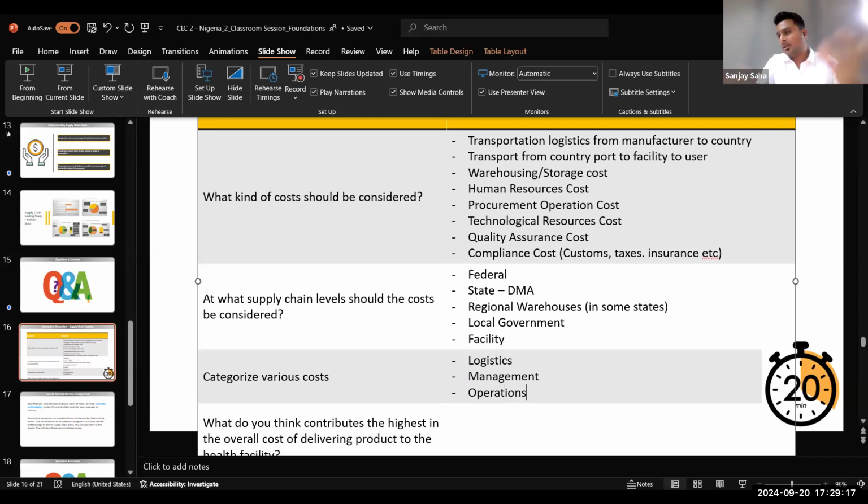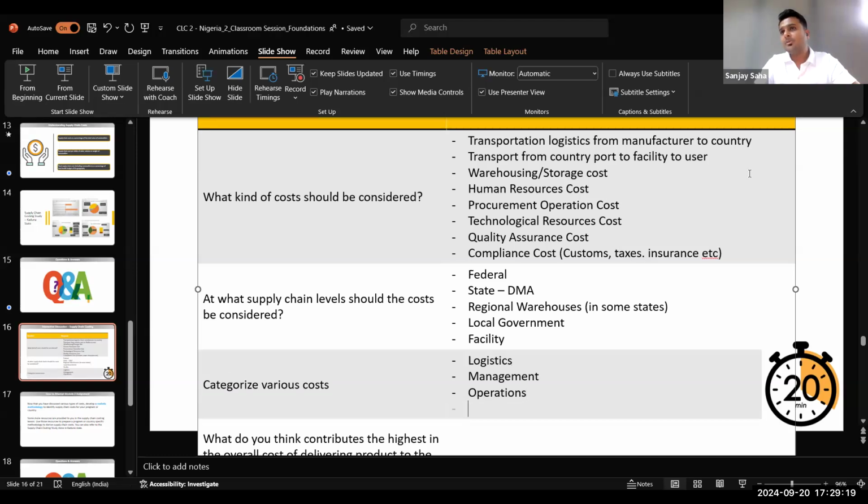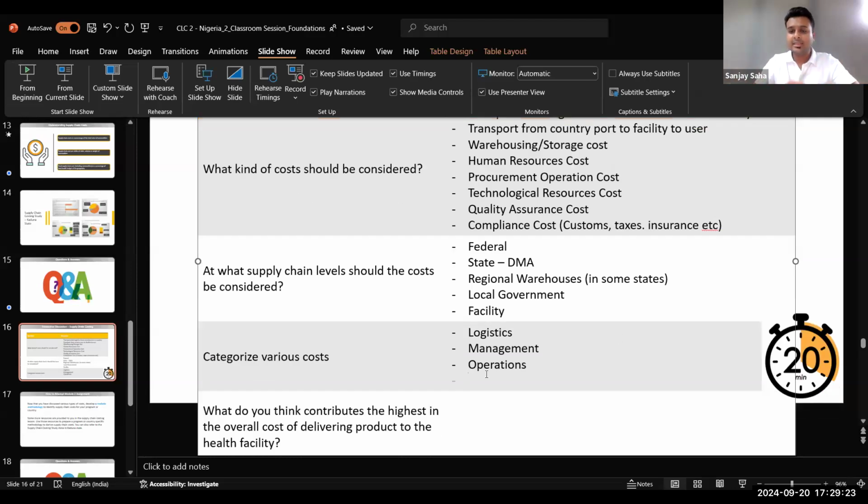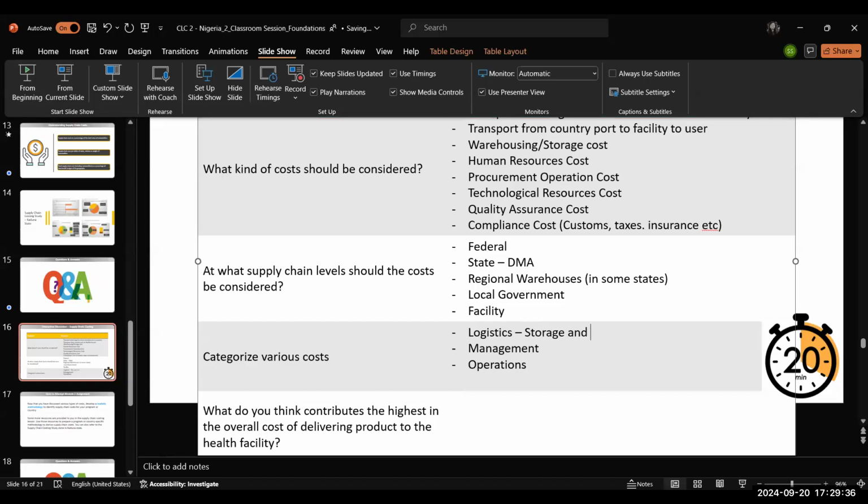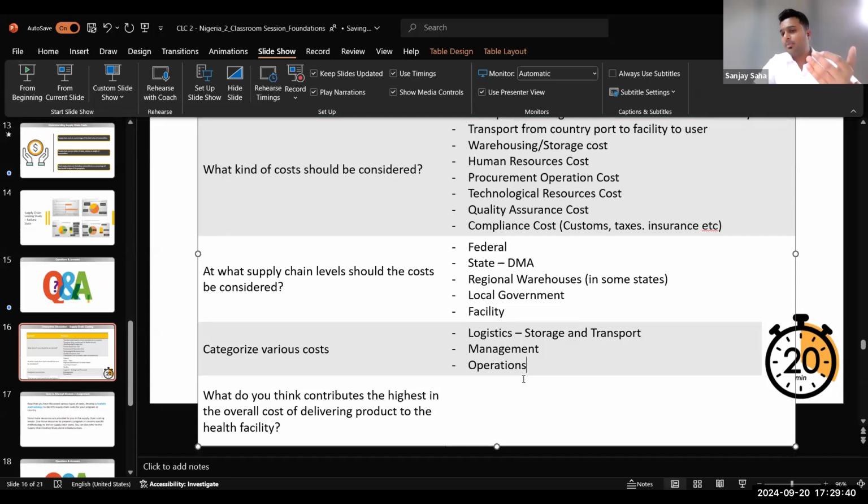And then you can look at the Kaduna case study. They have categorized it into 4. They had their own objectives and the way they did it. So they did not call it logistics. They called it storage and transport. But you can combine them as well. It's totally your call. So again, all supply chain costs can be categorized into 3, 4, at the max 5 heads. Once you understand those heads, then it becomes easier.